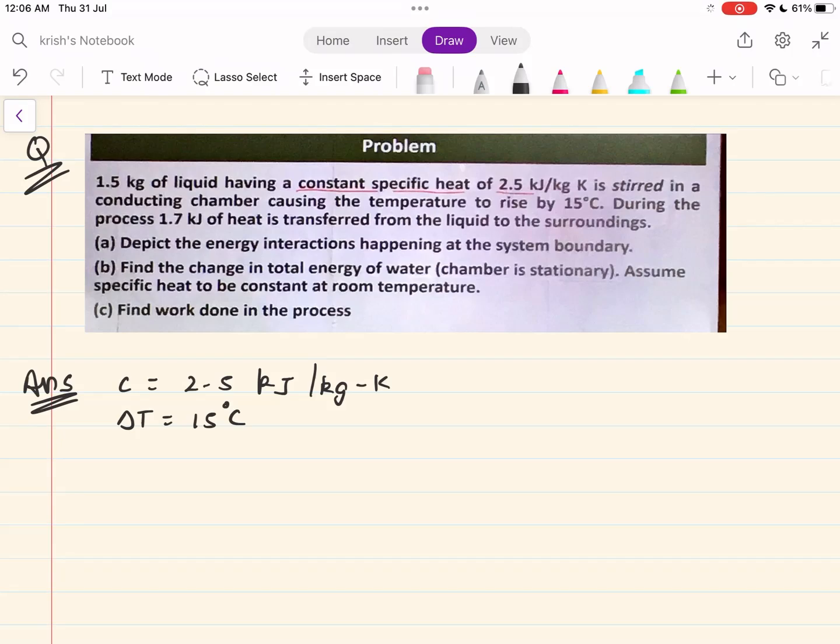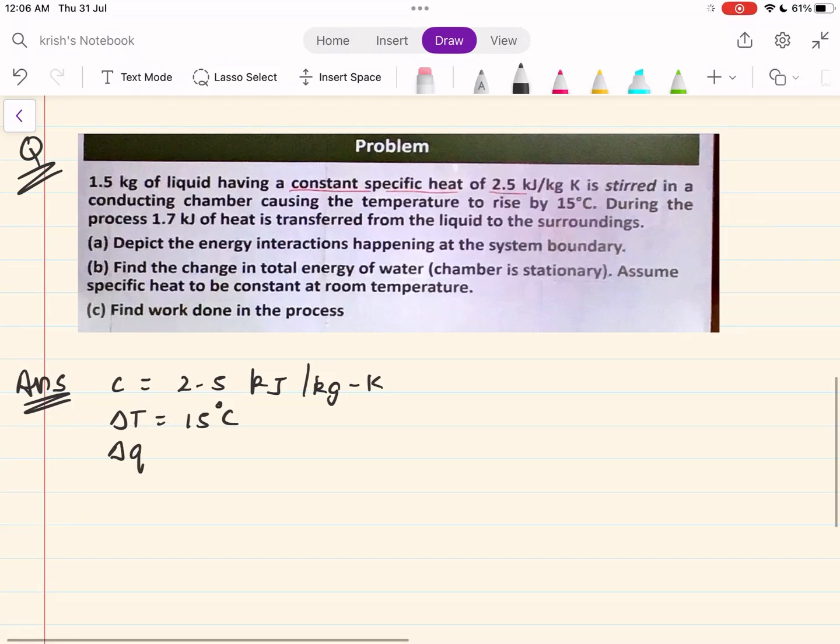Okay, so the system is the liquid. Let us take the system to be the liquid. So the sign of heat will be negative because the liquid is losing heat, right? So delta Q equals negative 1.7 kilojoule. The reason I write kilojoule everywhere is because when you don't write it, you don't know if it is in joule or kilojoule, and when rechecking the question, you will get confused.